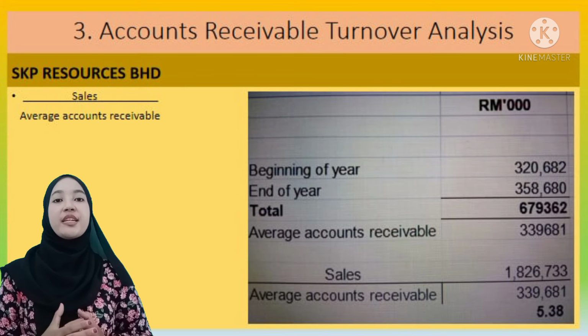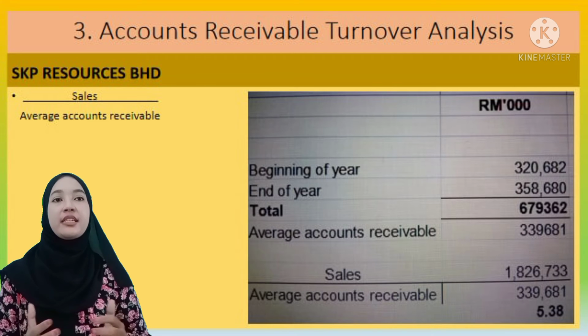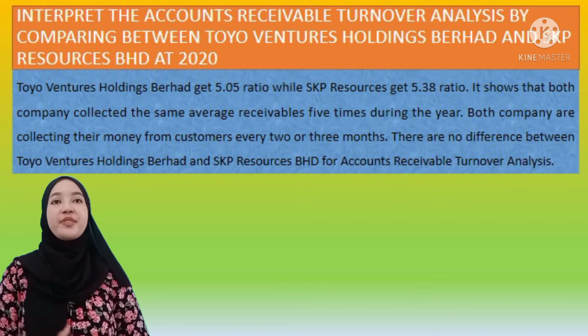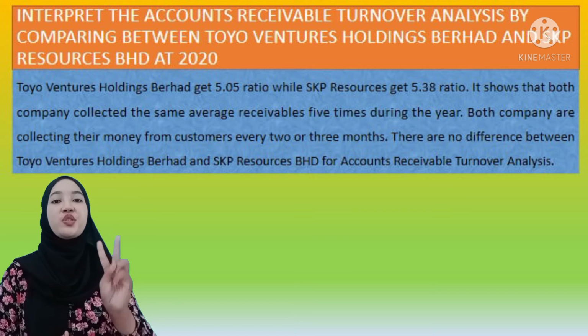Account receivable turnover analysis for SKP Resources Berhad. The formula to compute average account receivable equal beginning of year 320,682,000 plus end of year 358,680,000 equal 679,362,000. 679,362,000 divided by 2 equal 339,681. Sales 1,826,733, get the data from annual report 2020 as statements of comprehensive income, divided by average account receivable 339,681 equal 5.38.